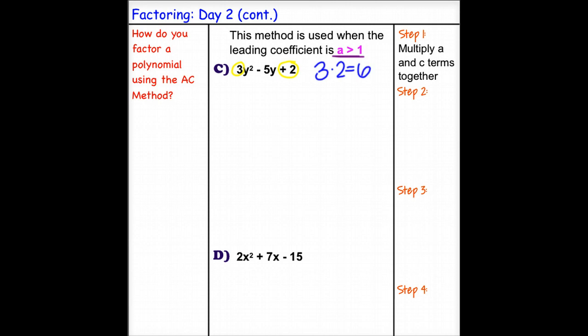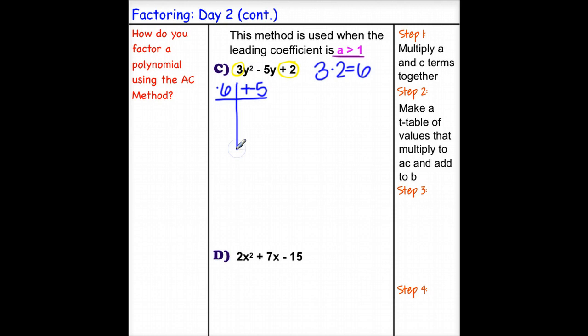So then our second step is going to be to make a t-table, like we learned how to do yesterday, of values that multiply this time to our AC product and add to B. So we want multiplying to 6 and adding to our B value of negative 5. So I know that I need to have both of my values negative because negative times a negative is positive and a negative plus a negative is negative.